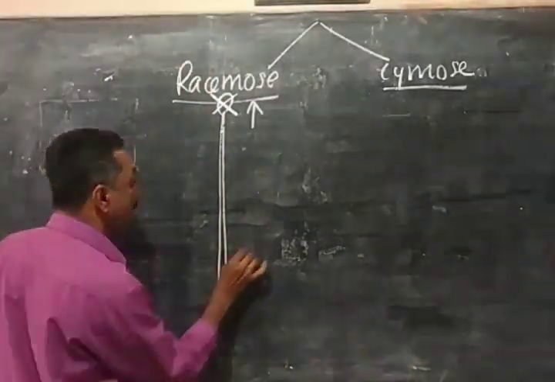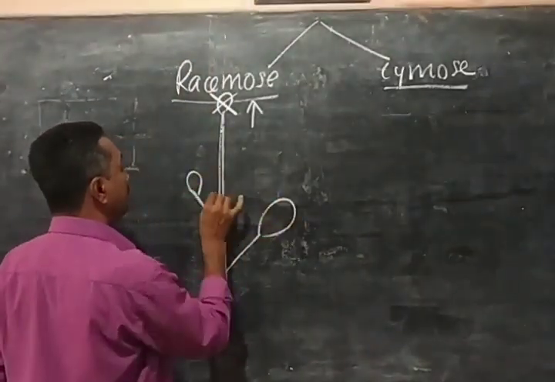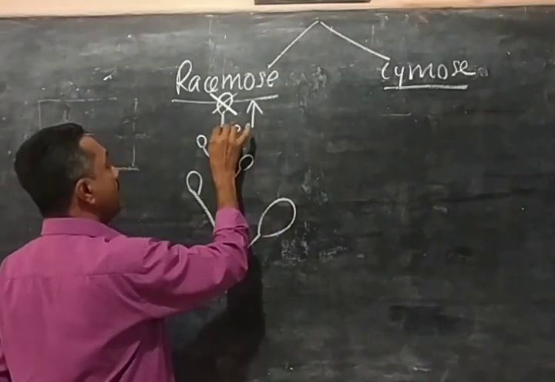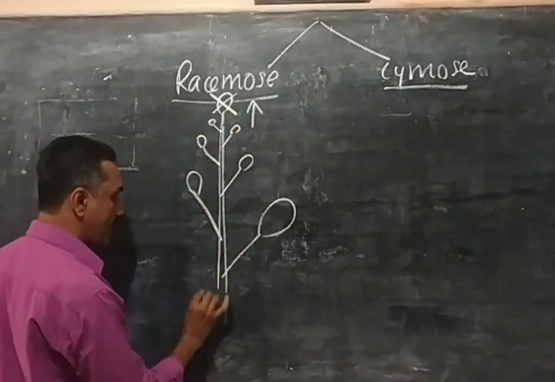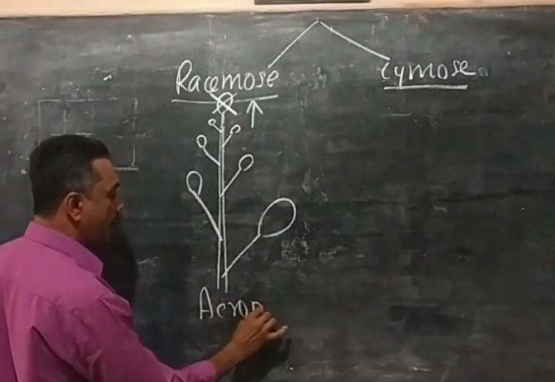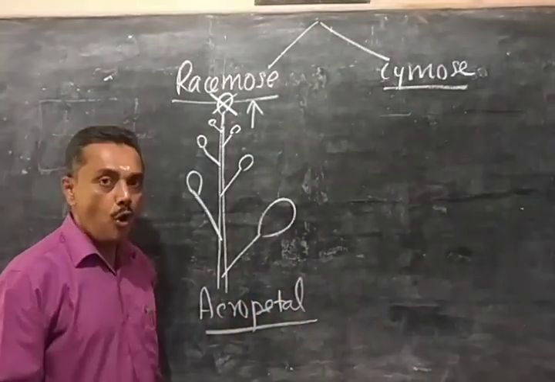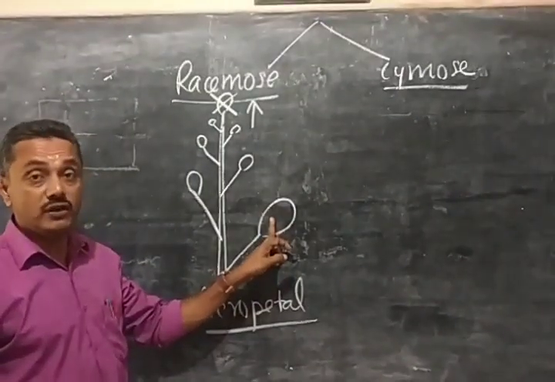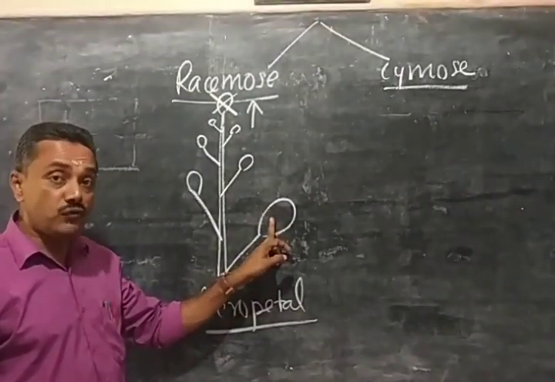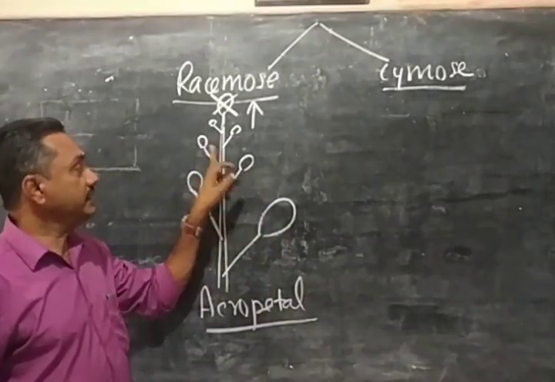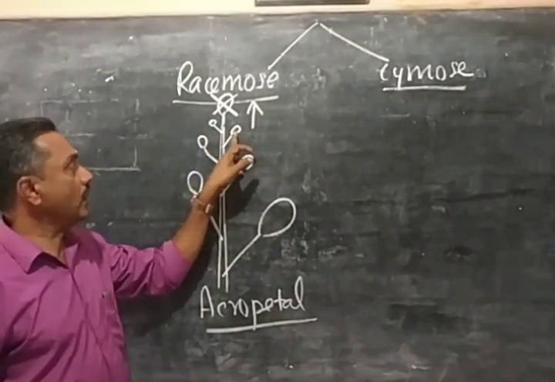And flowers are arranged in an acropetal manner. Acropetal manner means young flowers are seen at the top and old flowers are seen at the base, then the next one, then the next young flower, the youngest flower.